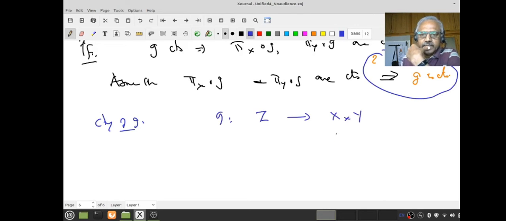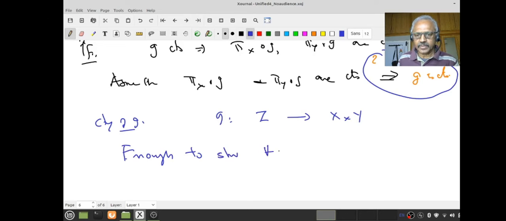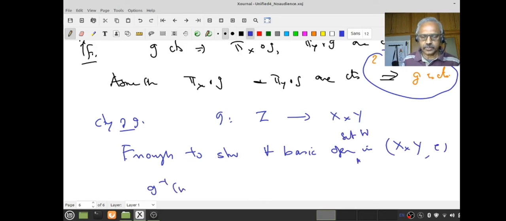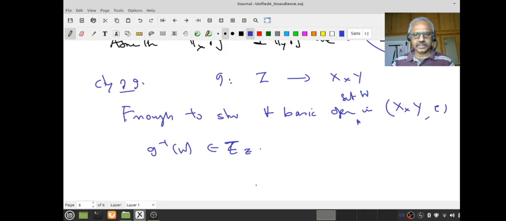Therefore, let us start with some open set in X cross Y. A very natural choice is to take a basic open set. Therefore, it is enough to prove this. If you have watched my videos on continuity, you will know this. I already said it is enough to show it for a basic open set W in (X cross Y, tau): G inverse W is in tau Z, that is, open in Z. Is that clear?